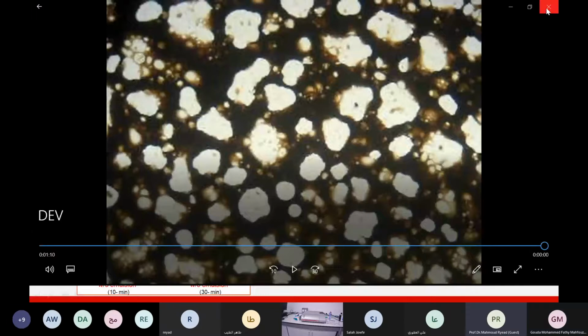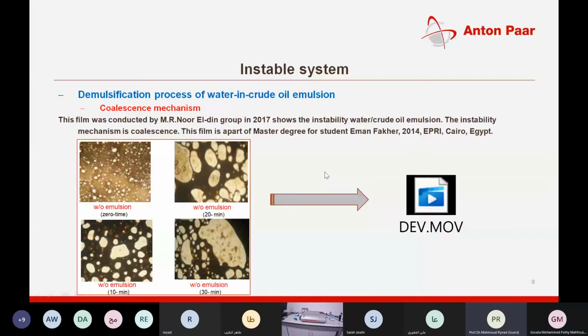As shown in this film, the instability mechanism in this process is the coalescence mechanism. Actually, the coalescence rate increases with increasing time.